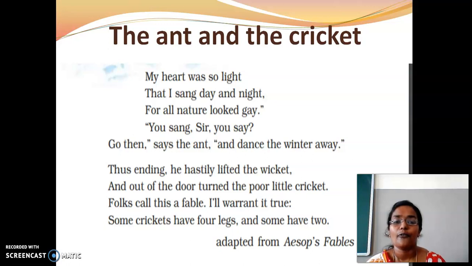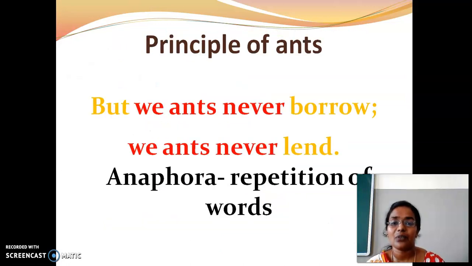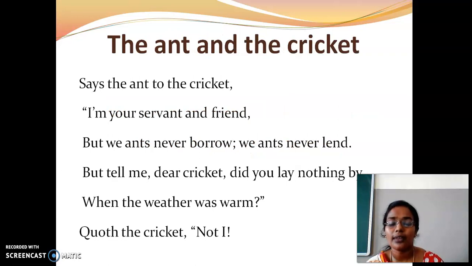Okay. Now we are going to enter into the other stanzas. Have you understood till the previous thing, children? Here, who is talking with whom? Says the ant to the cricket. How is the ant starting to address here? I am your servant and your friend. But they have a principle. What is that principle? They will never borrow and they will never lend things.